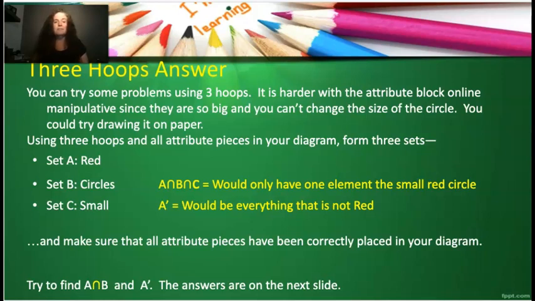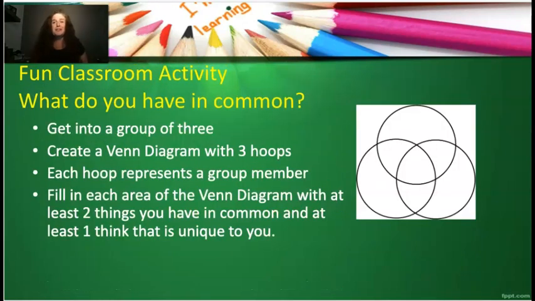A fun classroom activity: I start with 2 in a group, and we call it buddy Venn diagrams. After you do that, you can do it in a group of 3. Each hoop represents a group member, and then you fill in the areas of the Venn diagram with what they have in common. My directions are 2 things you have in common and 1 thing you think is unique to you. That's a good way to make sure students understand which area of the Venn diagram they're supposed to put objects or set elements in.